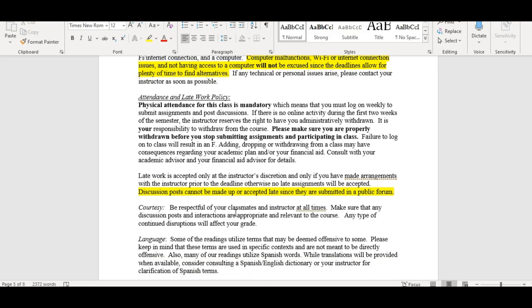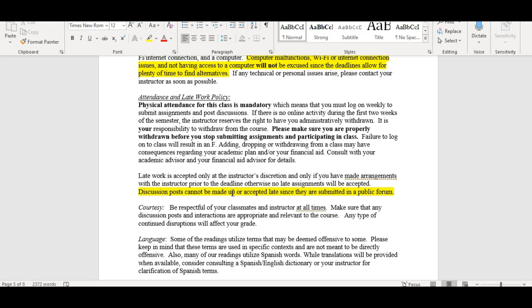Something else that's important is that I do not accept late work, so please make sure that you do not submit anything late. The assignments close at 11:59 p.m. So once that assignment closes, it's closed forever and I can't open it. Discussions cannot be made up at all. Even if you have a valid excuse, they can't be made up because they're submitted in a public forum. At best, if you have some sort of emergency, I can give you partial credit, but you won't get full credit for the discussion post.